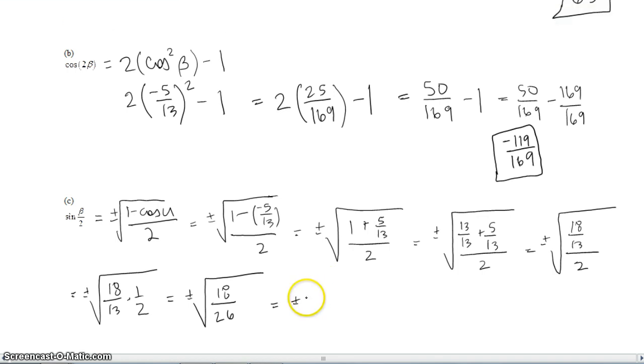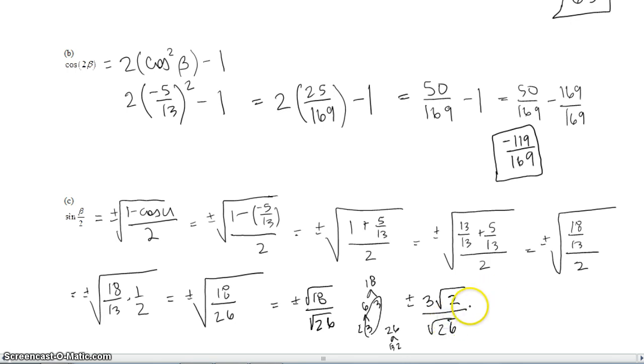Square root of 18 over the square root of 26. We want to try to simplify each radical. So this is going to be 18, 6 and 3, 2 and 3. So this is going to be plus or minus 3 root 2 over root 26. And then 26 doesn't reduce because 26 is 13 and 2.